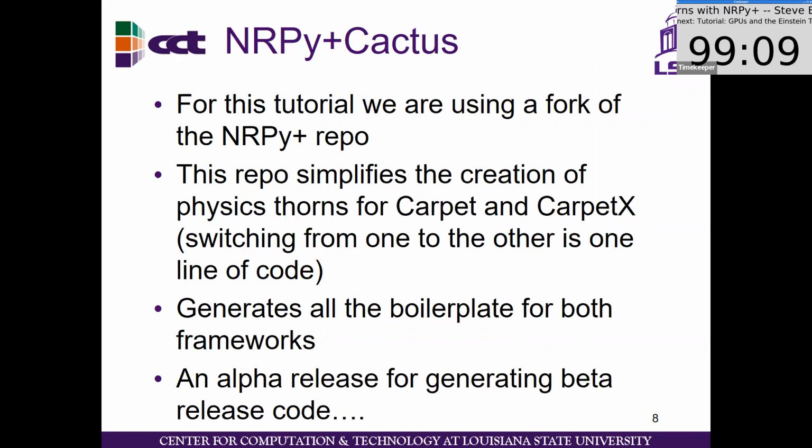So we have NRPy Plus Cactus. For this tutorial, we're going to use a fork of the NRPy Plus repo. We hope to merge it shortly, but we just didn't get it done before the workshop. The repo simplifies the creation of physics thorns for both Carpet and CarpetX. So in principle, you can change which one you're writing for by changing one line of code. It generates all the boilerplate for both frameworks.